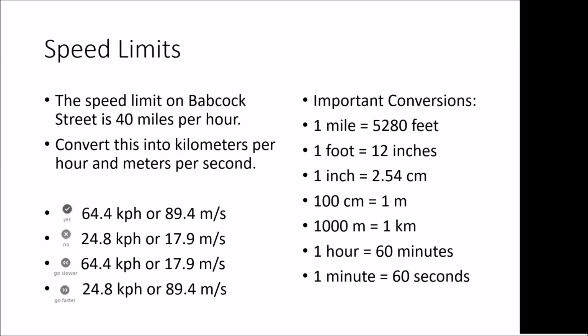Another question. This one, okay, I know how to get this one figured out. I want you to calculate the speed limit on Babcock Street. The speed limit in miles per hour is 40 miles per hour. I want you to convert this into kilometers per hour, and I want you to convert this into meters per second. I'm going to give you some time to do this. I give you this big long list of conversions that you can use to do this problem. But I want you to try this out.